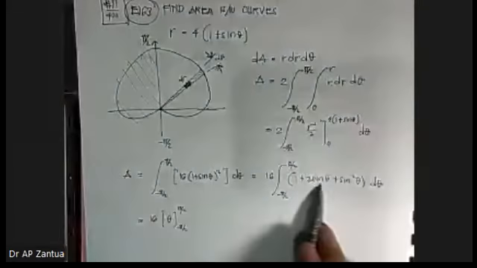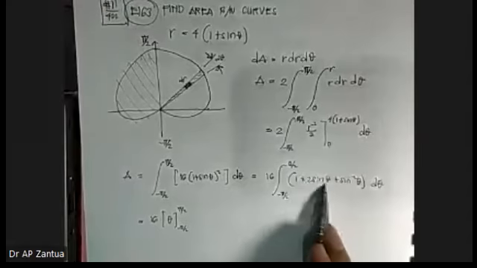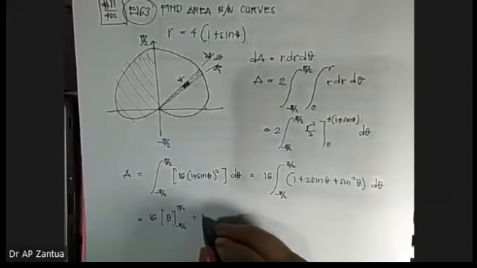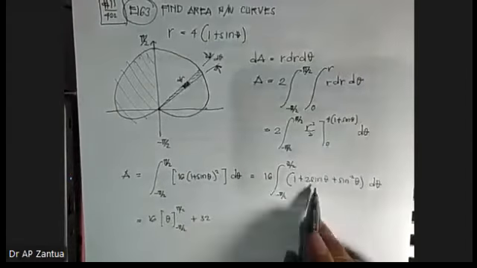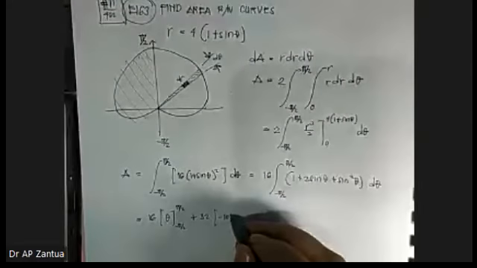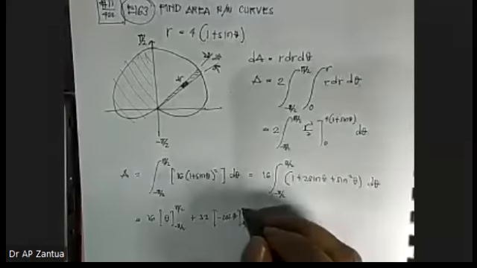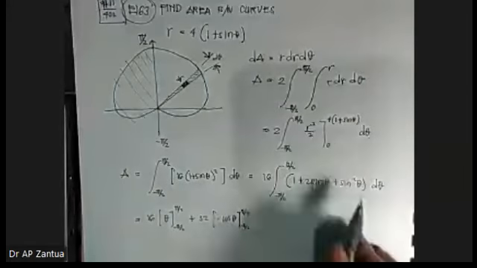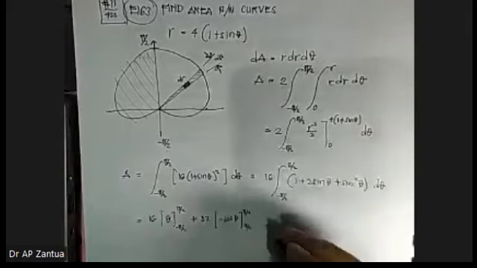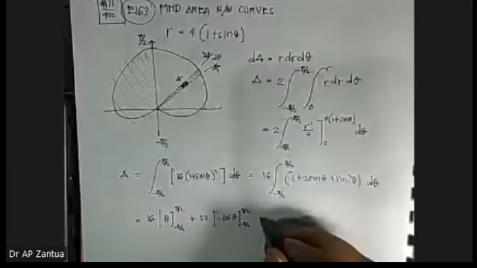The second term, you can directly integrate. 16 times 2, that is what? 32. Okay, plus 32. What is the integral of sine theta? That is negative cosine theta from negative pi over 2 to pi over 2. The third term, we cannot directly integrate, but we can what? We can use trigonometric identities.